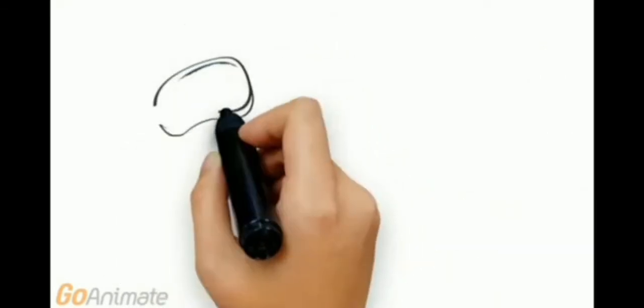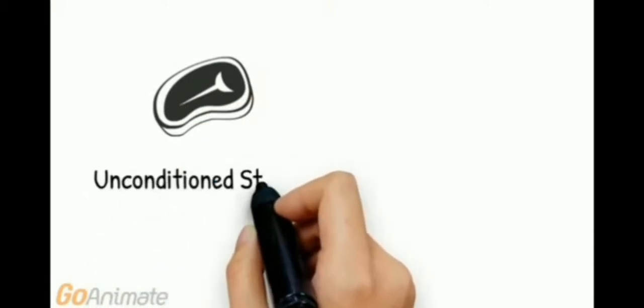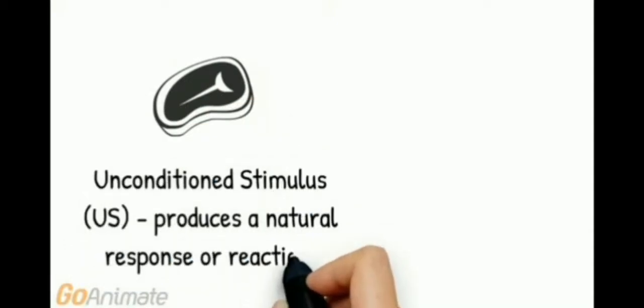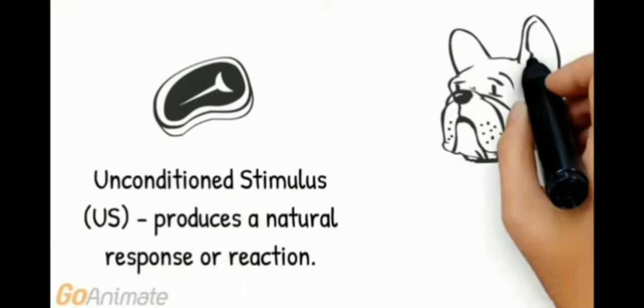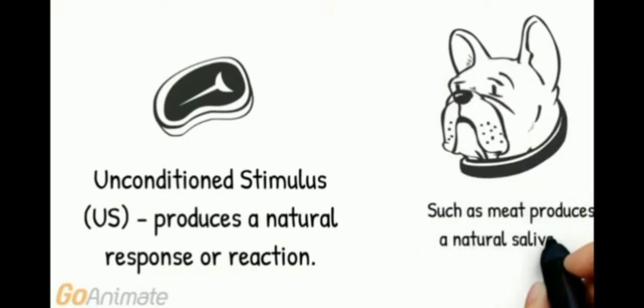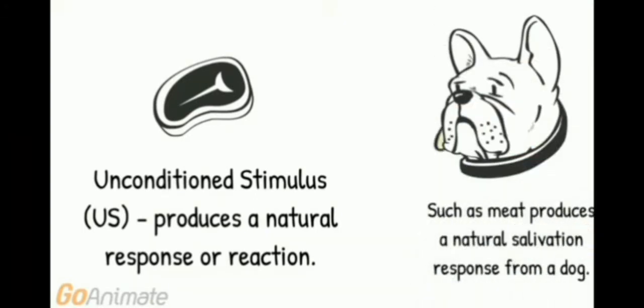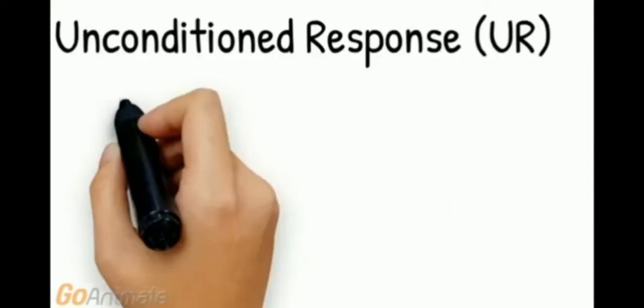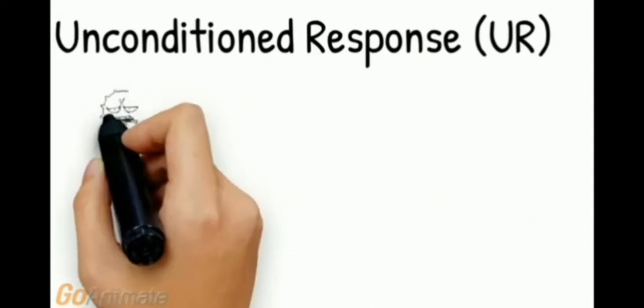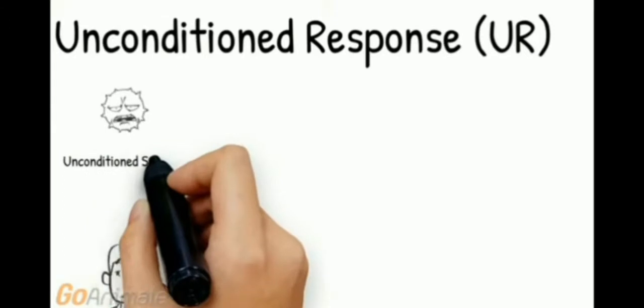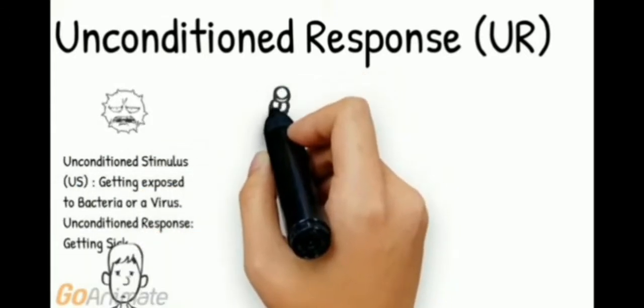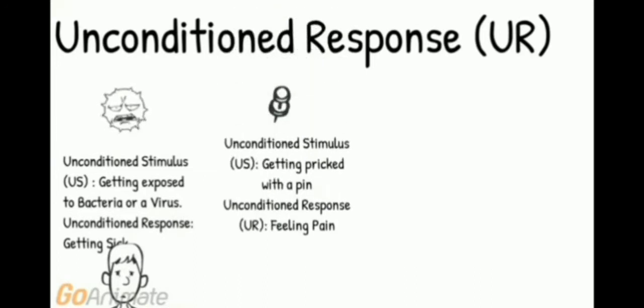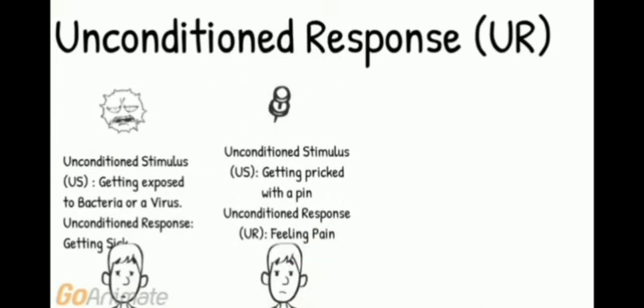The unconditioned stimulus in the previous example is the meat, because the meat produces a natural reaction from the dog, which is salivating. So something in your environment that produces a reaction is called an unconditioned stimulus. The reaction to an unconditioned stimulus is called the unconditioned response. For example, you are exposed to bacteria and you get sick, or you are pricked with a pin and you feel pain.